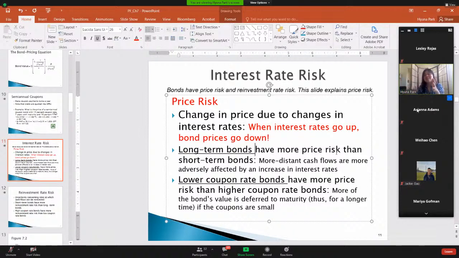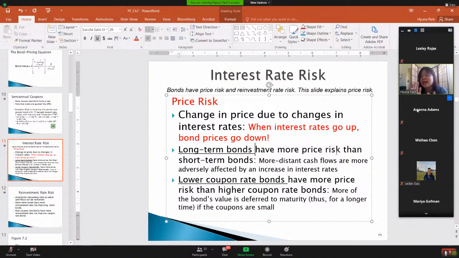Why do bond prices fluctuate when rates go up and down? Because of discounting. The market rate, yield to maturity, is the discount rate. So when you look at a long-term bond, there is more time for the discounting to affect the bond value. That's why long-term bonds have more price risk than short-term bonds. So longer maturity affects interest rate risk. Long-term bonds have more interest rate risk than short-term bonds. Any questions?